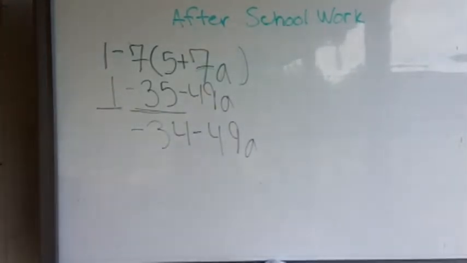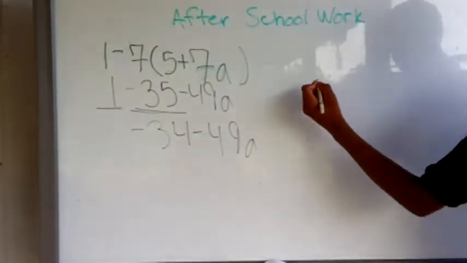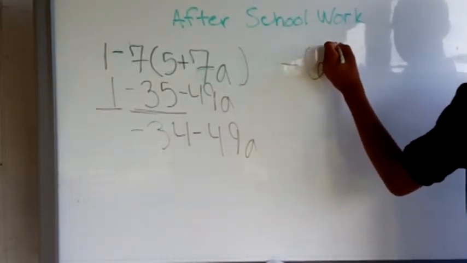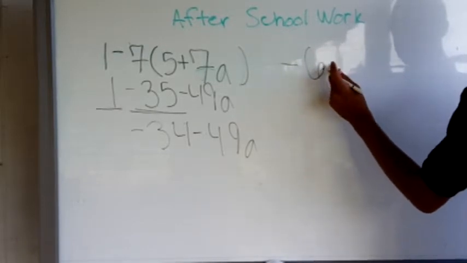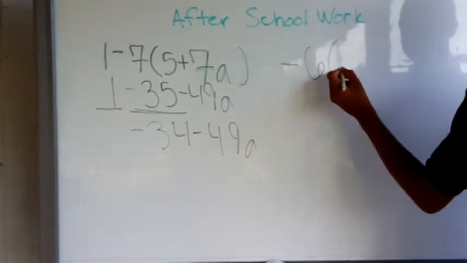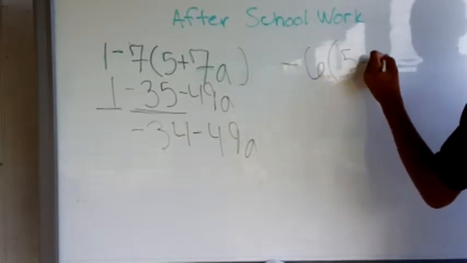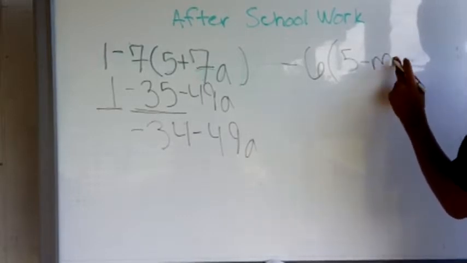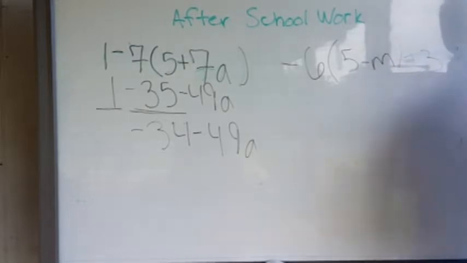Okay. Next one is -6 times 5 minus m. Use your parentheses. You just need to learn that that's how it's said. 5 minus m, close parentheses, plus 3m.